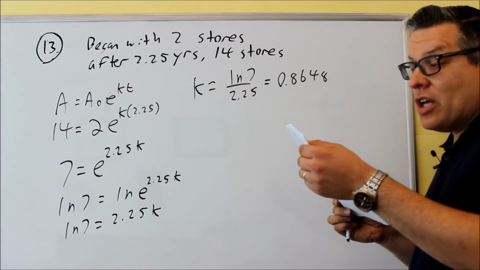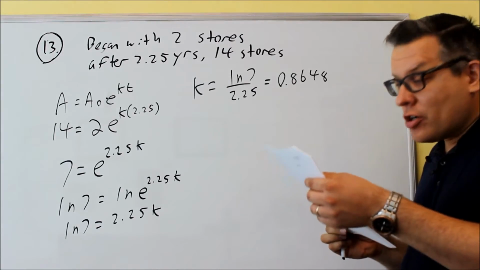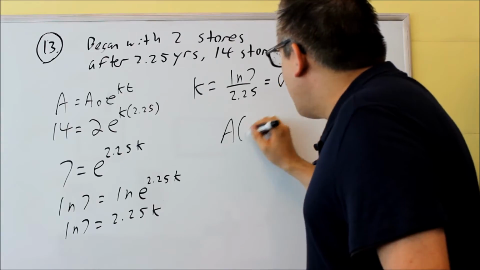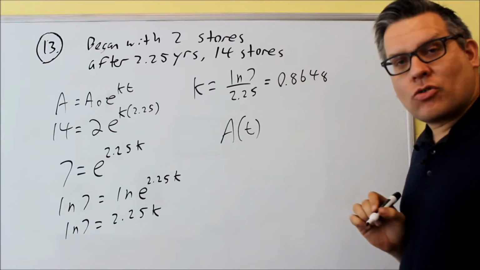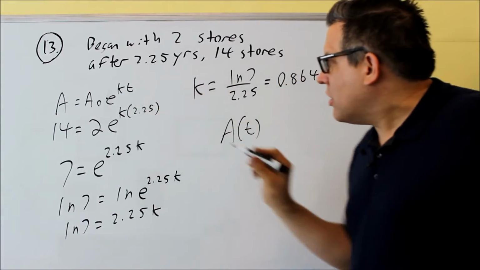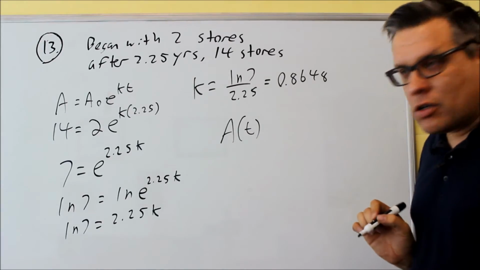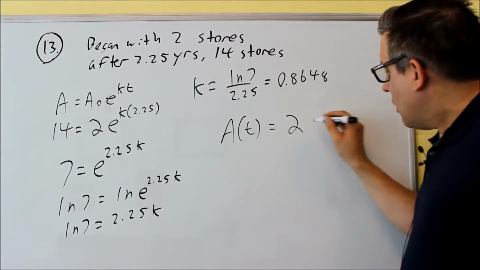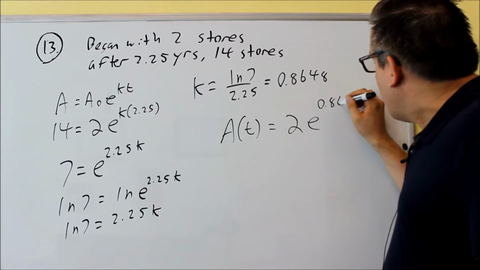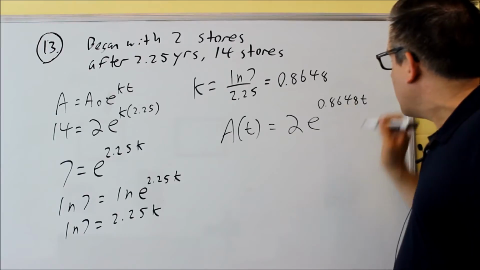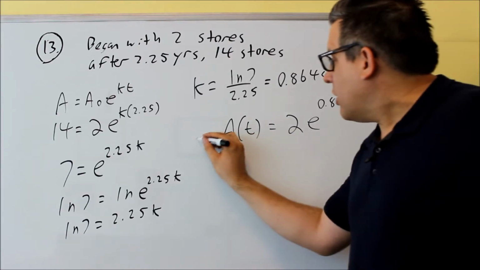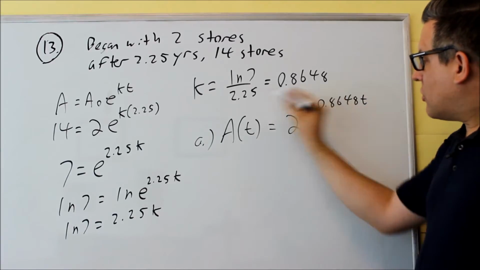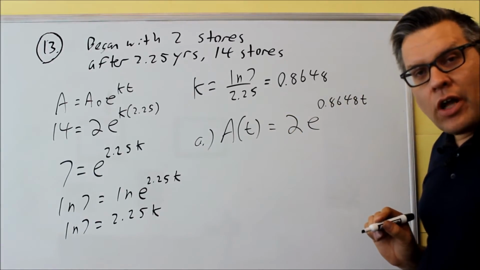What's it asking for? It's saying find the exponential growth function, which means you've got to have some kind of equation in there. A function means I want to put the function notation in with it. In this case we're using the t, so I'll write A of t equals, and initially it started out with 2 stores, so 2 times e to the 0.8648 t. This right here is the answer to part A. That whole equation is going to be your answer.